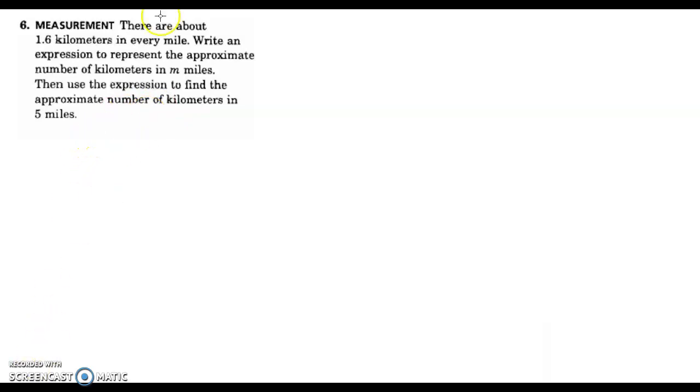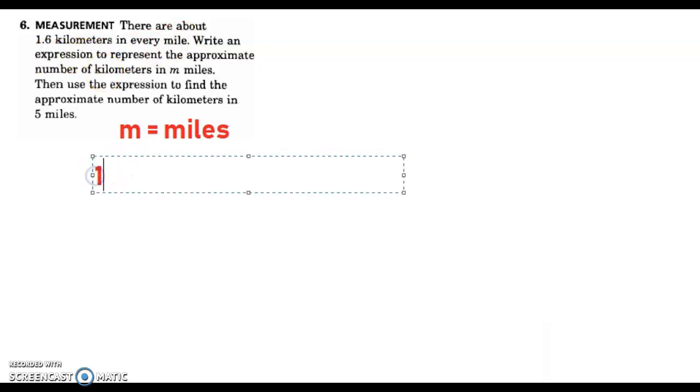So this one, I don't have to define a variable because it already tells me that m equals miles, right? So I know m is going to be in my expression somewhere. It says for every 1 mile, we get 1.6 kilometers, right? So it's 1.6 times m. This equals the kilometers for m miles. So we're going to use this expression here to solve the next question.